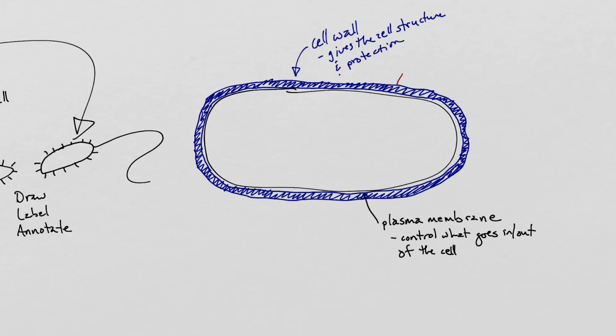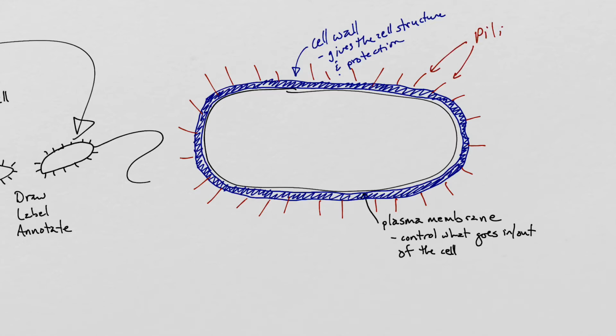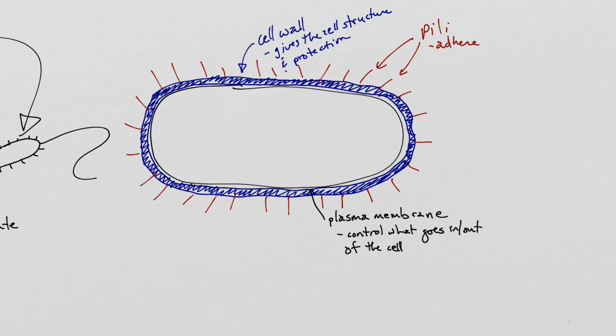On the outside of this E. coli, there's lots of these little tiny hair-like structures. Each one of these singularly is called a pilus, but altogether these form what are called the pili. And in E. coli, these pili have one specific focus, and that is to help them adhere or hold on to surfaces.